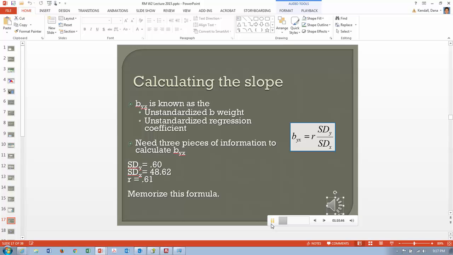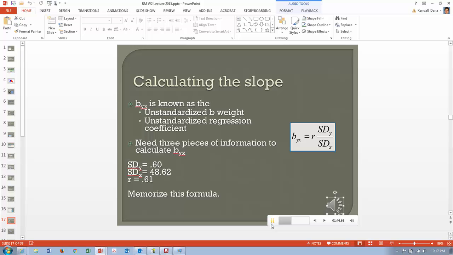Okay, so this slope, or the b sub yx, is also known as the unstandardized b weight, and unstandardized just means that it's in the raw score form, in the raw metric of that study. Literally, it's when you score one more point on the GRE, what happens to the GPA. We will get into the standardized b weight later, which is when we go one standard deviation on the predictor, what would we expect for the DV?